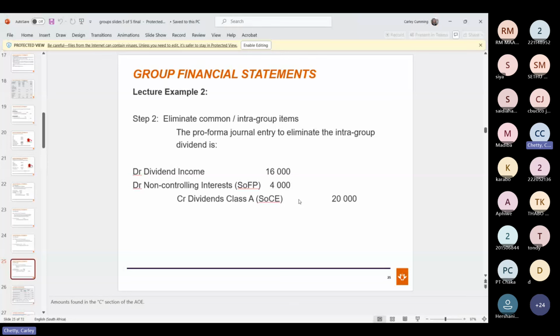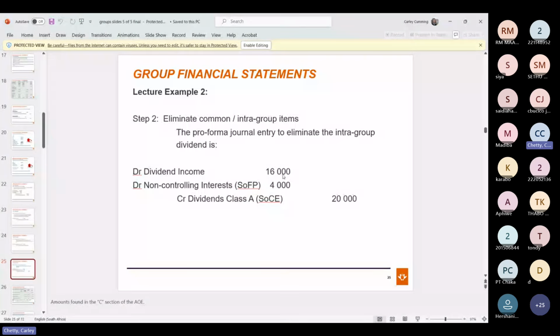We also need to perform any pro forma journal entries to eliminate the intra-group dividend. In the scenario, S declared a dividend of 20,000. So 80% of that dividend would have gone to the parent. But remember, S and P in the consolidated financial statements are seen as one company. So we need to eliminate the portion of that 20,000 that was paid to P. If we go 20,000 multiplied by 80%, that gives us 16,000.